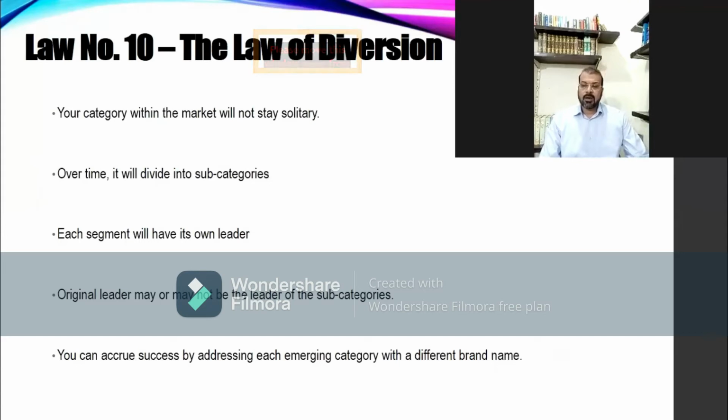Okay, the law of diversion. The category within the market will not remain solid. Its example is Sovaldi. We also discussed in the last class that this was the first product to treat hepatitis C with an oral treatment, and it enjoyed its place for about 1 to 2 years. But then the other companies also got their products registered and stabilized, and then they also marketed.